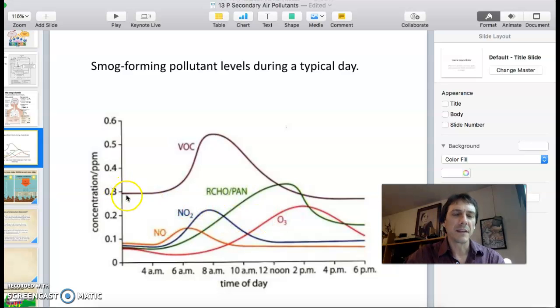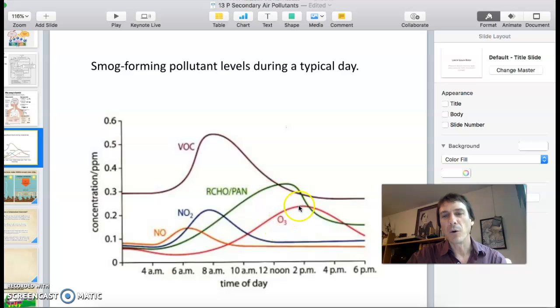So we can see here that as we go through the day, as we hit about 5 a.m., 6 a.m., your NOx and your VOCs start to rise. Can you figure out why that is? Well, if you know that these come from vehicle emissions, it makes sense. Cars get on the road, people are getting on the road for work. There's traffic, 5, 6, 7, 8 a.m. That's why these things rise.